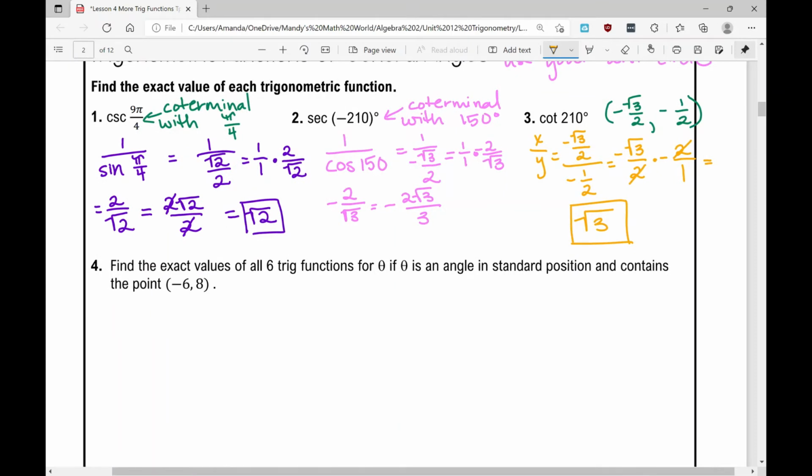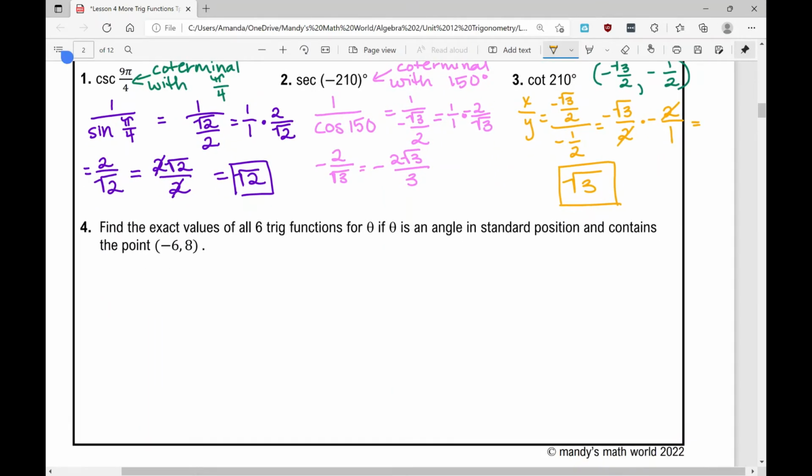So number 4 says, find the exact values of all 6 trig functions for theta if theta is an angle in standard position and contains the point negative 6, 8. Okay, well, let's draw a picture. You have to draw a picture. You have to visualize this. I know that this angle is in standard position, which means the vertex is at the origin, and I know it contains the point negative 6, 8. Where is that point located? That point is up there, okay?